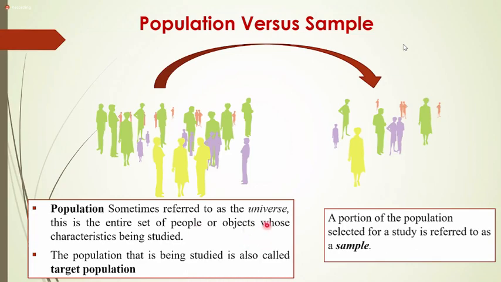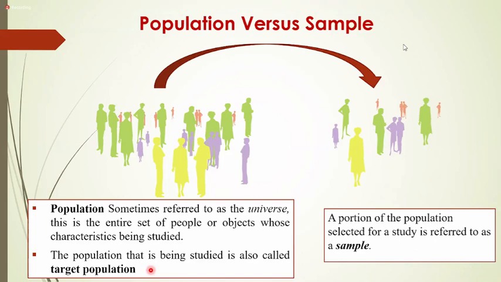But whose characteristics are being studied, that is the main thing. In the first case, the characteristic is the salary of an adult. In the second case, the characteristic is the lifetime of a newly produced LED bulb. Sometimes the population is referred to as the universe. The population that is being studied is also called the target population. So there are several names we use: population, universe, or target population.